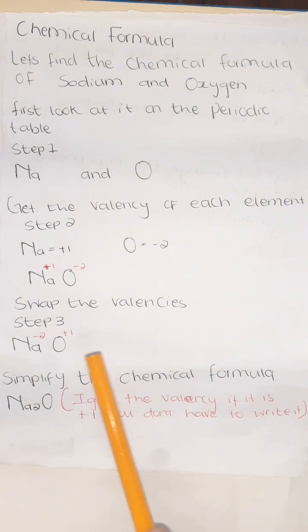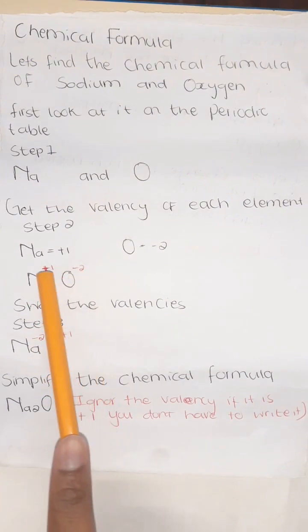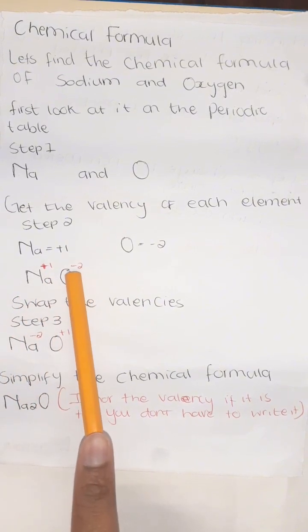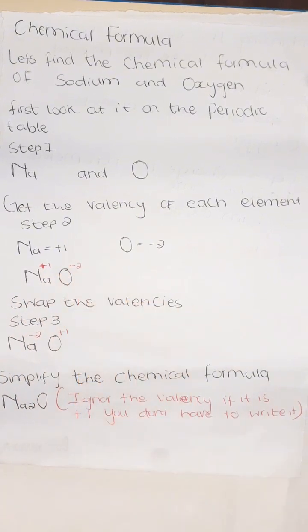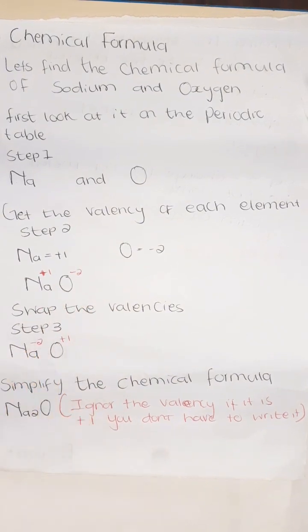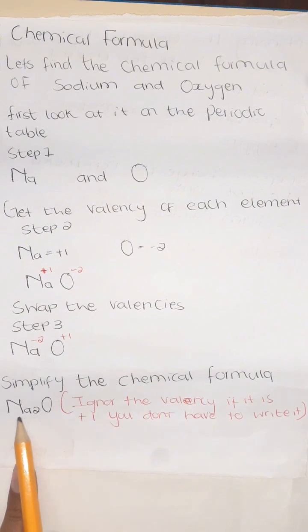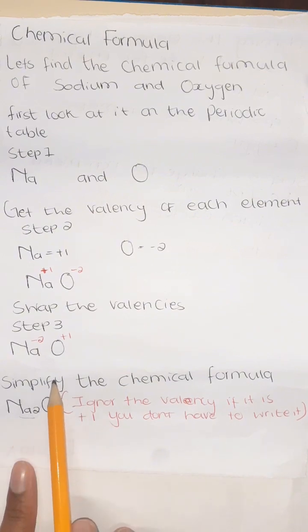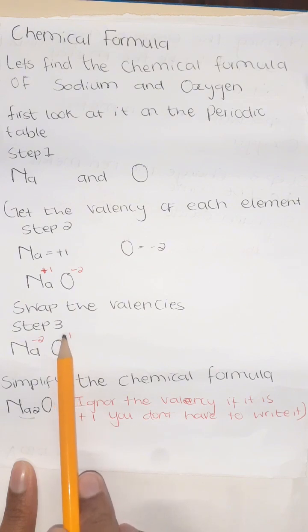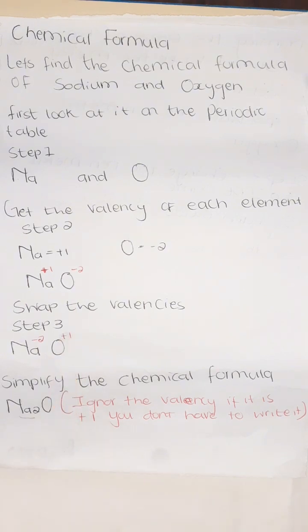Step 3, write their valencies, +1 for sodium and -2 for oxygen. Then swap them. This 2 will be for sodium and this 1 will be for oxygen. So this will be the new formula. Ignore the 1; you don't have to write it.